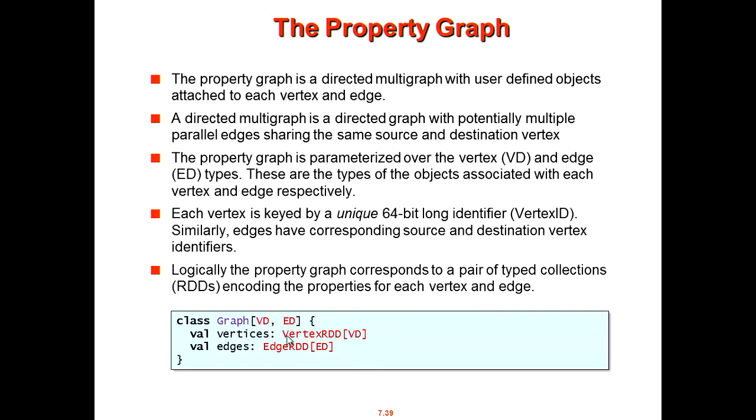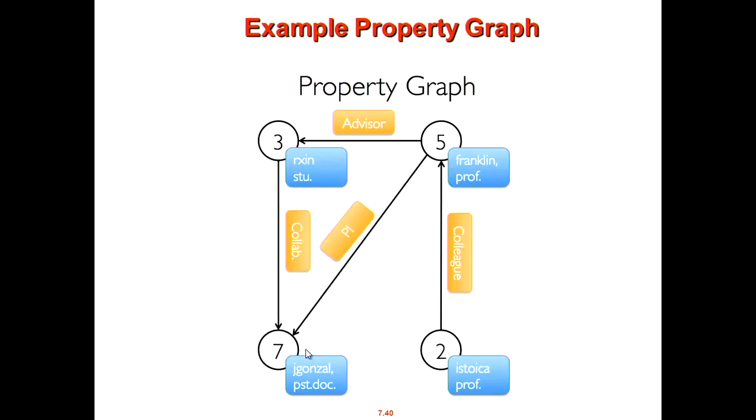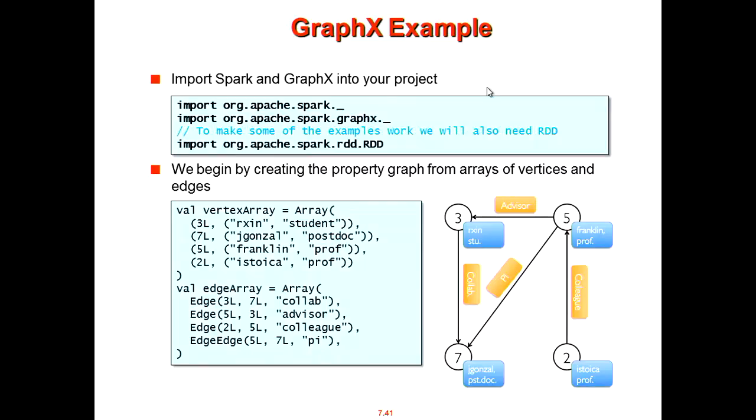For vertices, it is a VertexRDD. This is the type for this RDD. And for edges, this is EdgeRDD, and also the data type for the edges. Okay. And this is a graph we have seen before. So we can use GraphX to represent this property graph. In order to create a graph for representing this property graph in Spark, we need to do the following. This is a GraphX example.